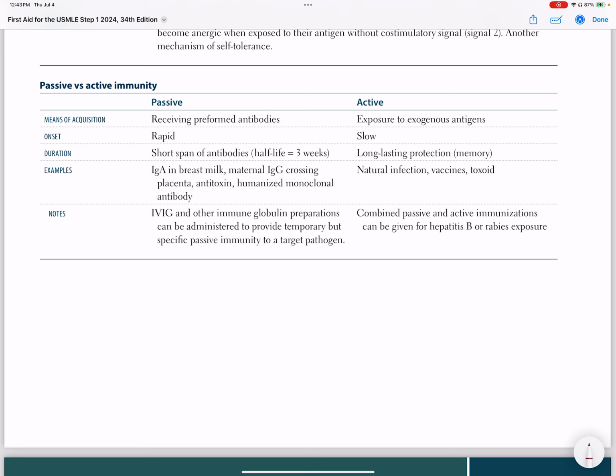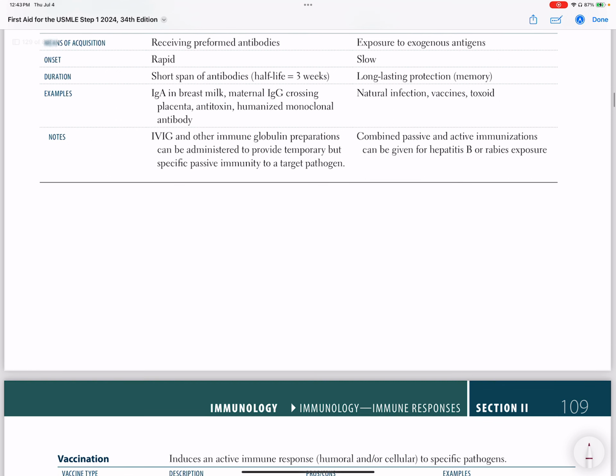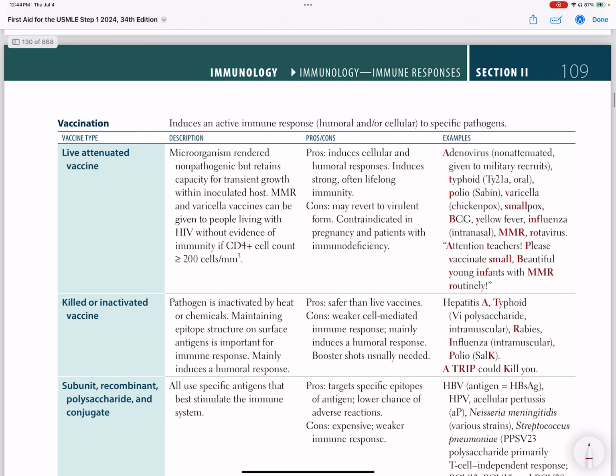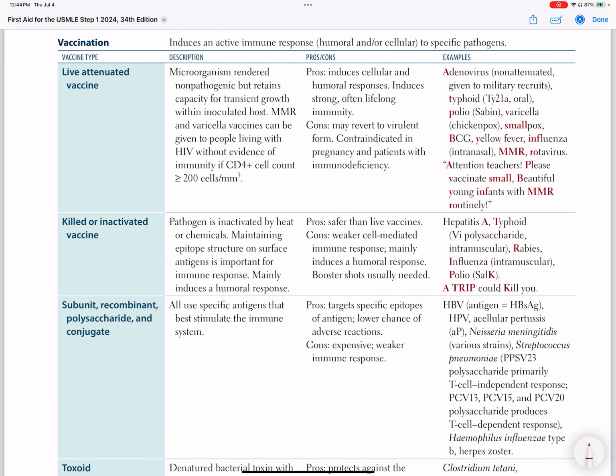Examples: IgA in breast milk, IgG maternal crossing in placenta, antitoxin, humanized monoclonal antibody for passive. Then you have natural infection, vaccines, and toxoid for active. Note: IVIG and other immunoglobulin preparations can be administered to provide temporary but specific passive immunity to a target pathogen. Combined passive and active can be given for hepatitis B and rabies exposure. Now we have vaccination. I'll talk about it in the next video.